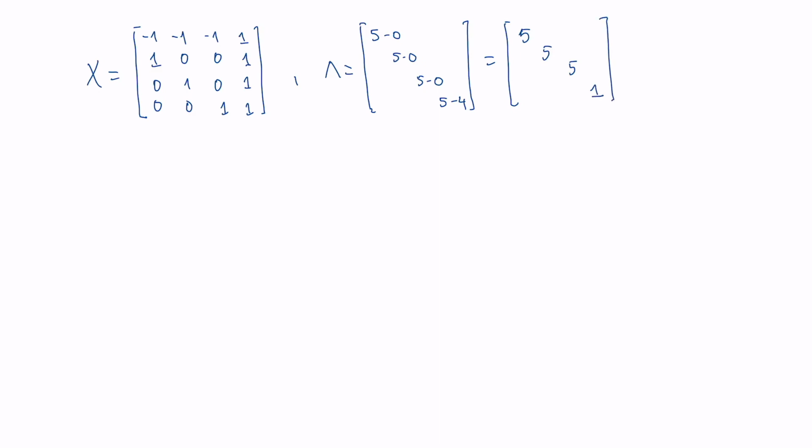And you can test this. You could multiply A times any of the columns of X. So you could try A times this first column and see what you get. You should get a 5. If you don't have a 5, then we have a mistake somewhere. All right, so that is X, that is lambda.